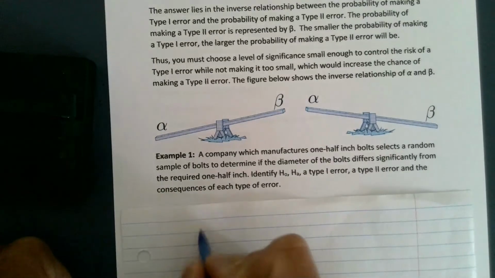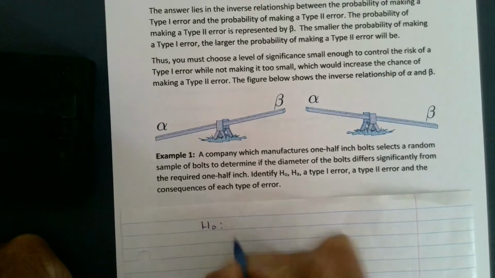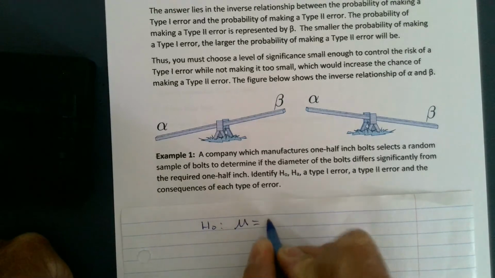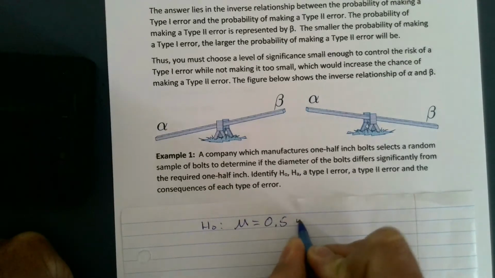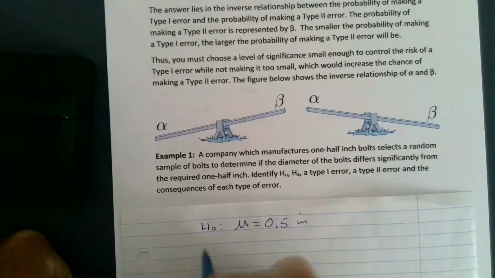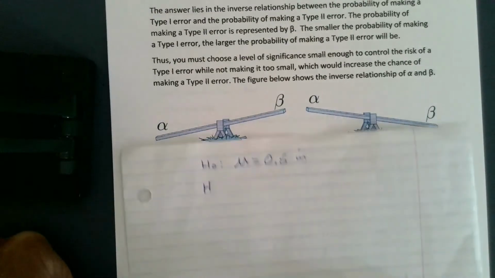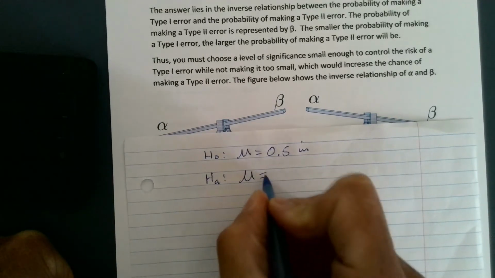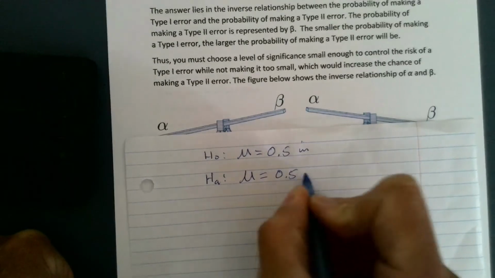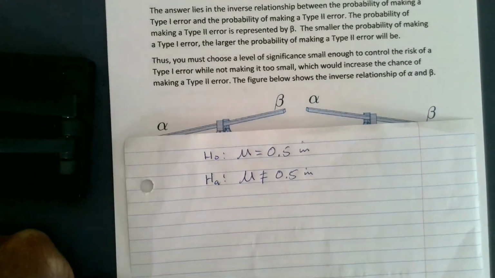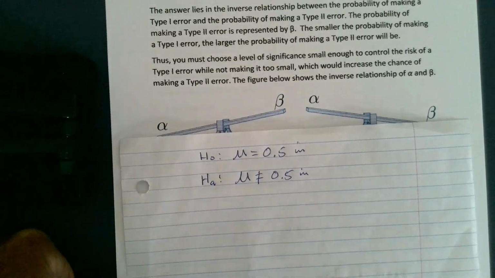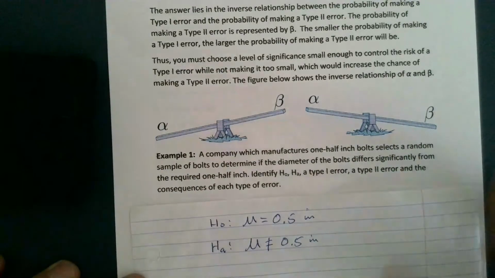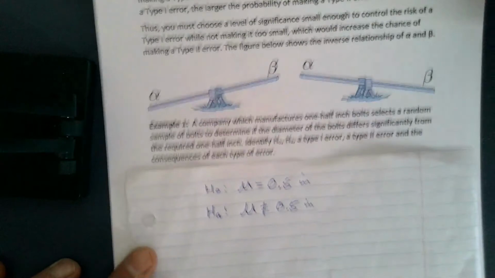So the null hypothesis, if we did this test, would be that the bolts meet the specifications. The null hypothesis would be that the mean diameter does in fact equal 1/2 inch. Then the alternative hypothesis would be that the bolts do not meet the specifications, so they're not 1/2 inch. So that means they may be a little bit too small or a little bit too big, but they don't meet the specifications. So what would be the meaning of a type 1 error in this example?